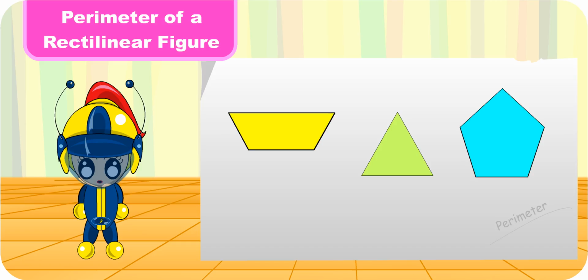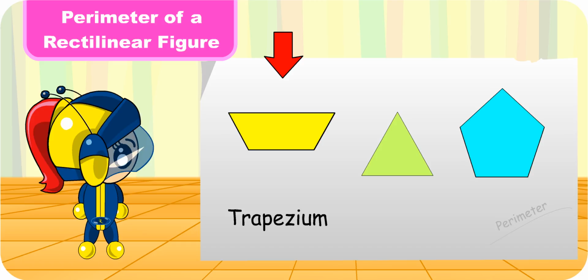Do you know what is a rectilinear figure? It is a figure that has straight lines. Examples of such figures are shown below. A trapezium, triangle, pentagon.